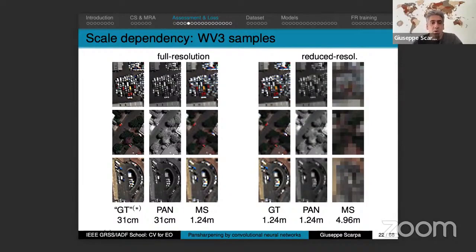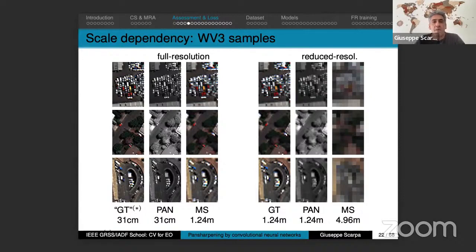In the third column on the left is put a very good pansharpening result that is marked as ground truth, even if it is not really a ground truth. We have put it there just to give a better visual perception of the content of the image. On the right, you have the synthesized reduced resolution samples. Again, you have the PAN and the EMS component and the corresponding ground truth. In this case, the ground truth is nothing but the original MS, hence just a replica of the nearby column on its left.